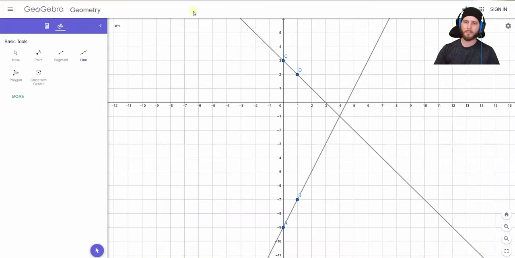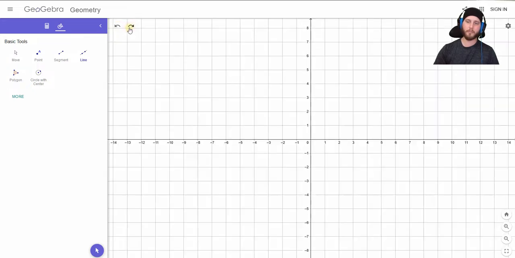We'll go ahead and copy and paste these. Let me clear these out of the way. Oh, I guess I have to undo a bunch. Whoops, there we go. So my two lines are going to be located at those coordinates now.